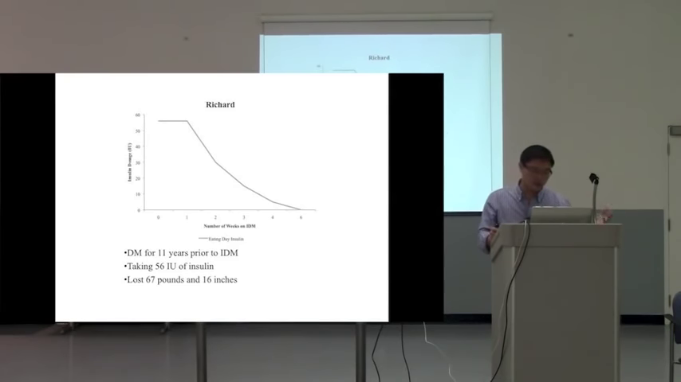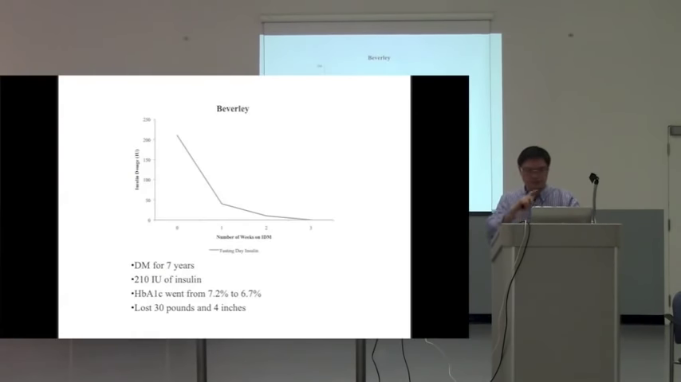So here's a few more cases. Richard, who I had a picture of, had diabetes for 11 years. He was on 56 units of insulin. Again, we took him down. He came right down off everything within 6 weeks. He lost 67 pounds, 16 inches, and a year and a half later, he's still doing fine. He's still not taking insulin.